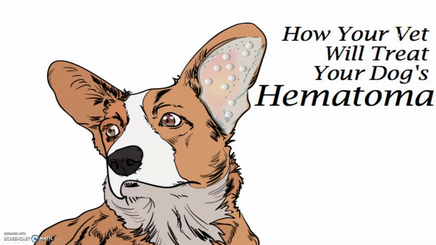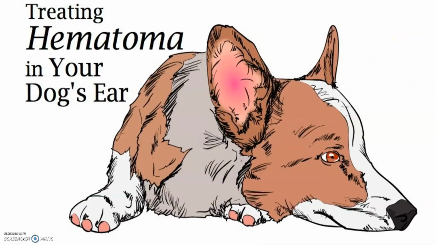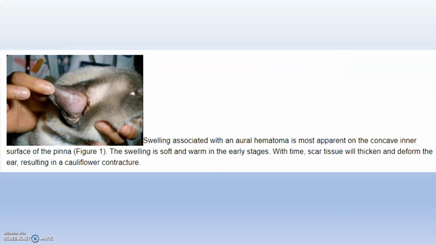So how will your vet treat your dog's hematoma? How can a vet easily diagnose and treat? There will be swelling, and sometimes it may be due to a secondary bacterial infection, which will result in a chronic aural hematoma that will have a structure of cauliflower contracture. And by that time, it might have got scar tissue.